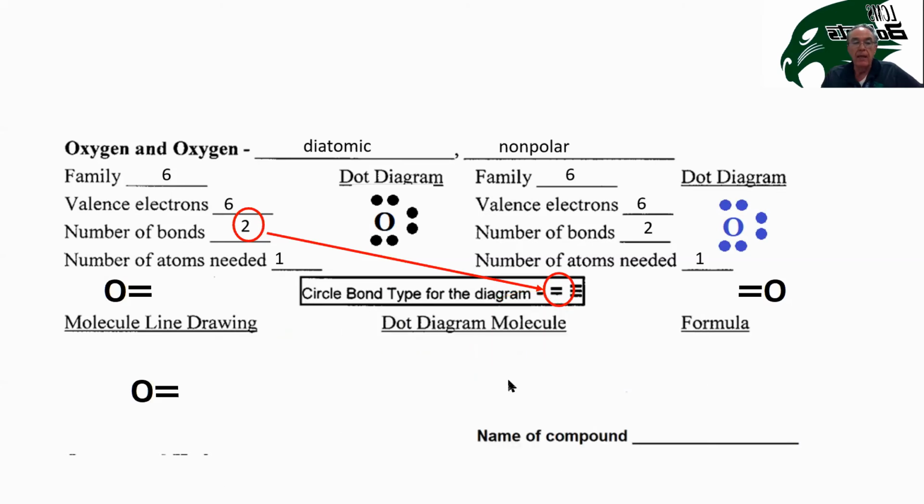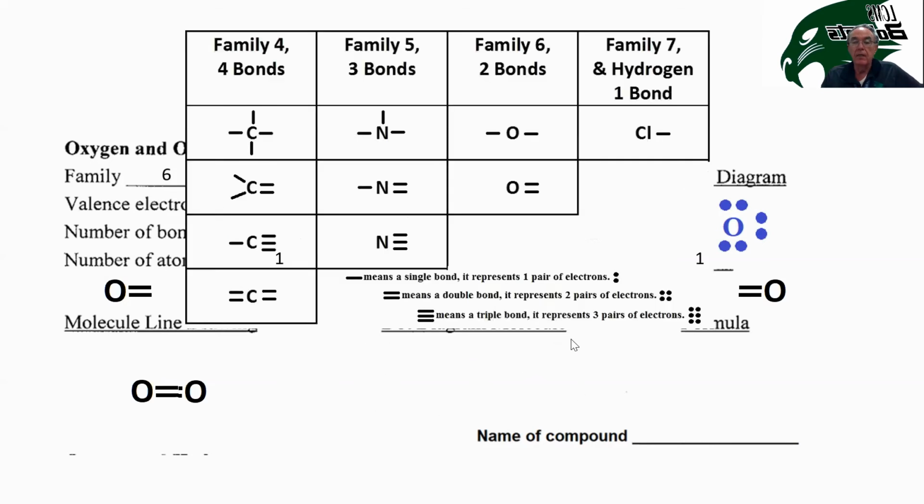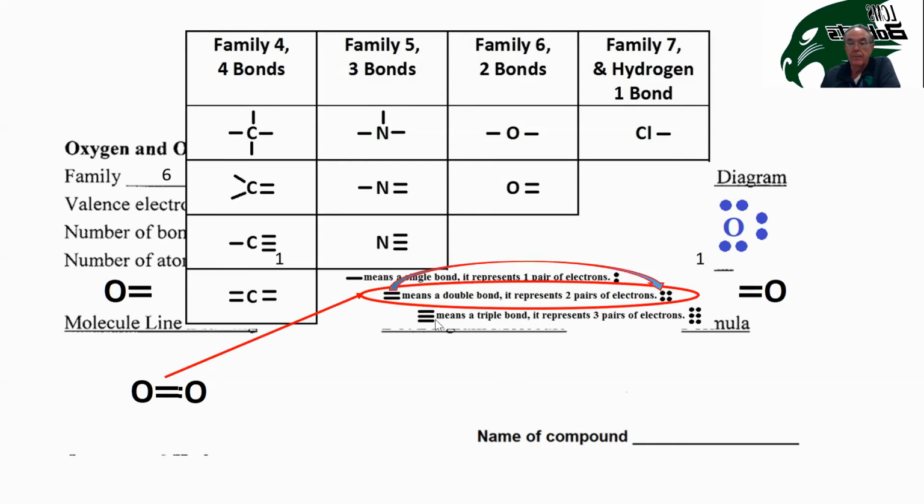Okay, so now we hook them together. We take our oxygen from the left. We're going to look at the 1 oxygen on the right. Now we got to do the dot diagram. Okay, so we're going to take a look at this chart. The double bond means 2 pairs of electrons are being shared. 2 from one atom, 2 from the other atom. Okay, because they both need to get to 8. So this is represented by that.